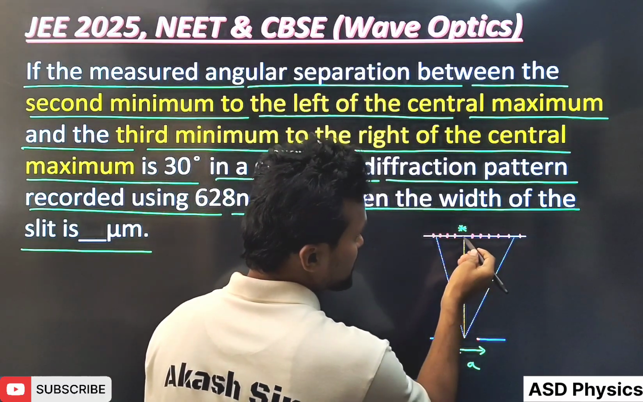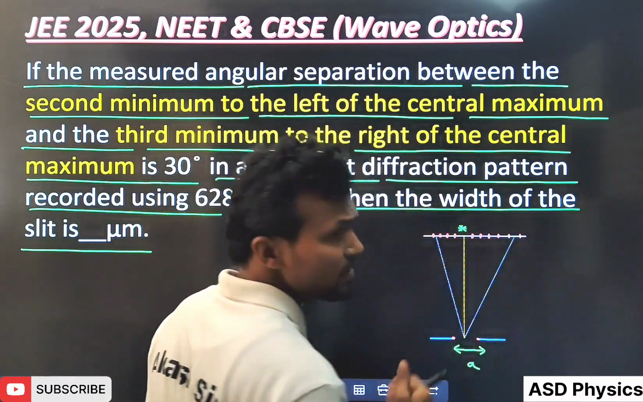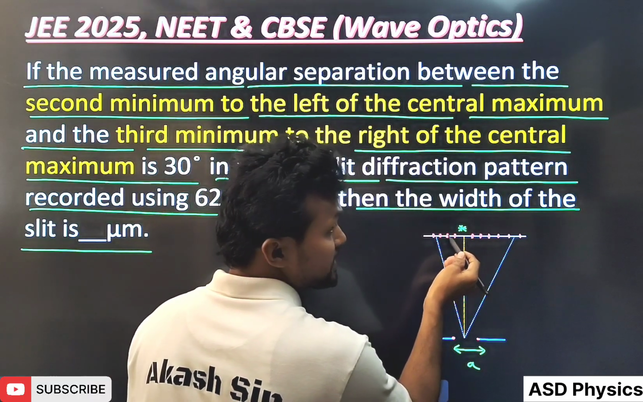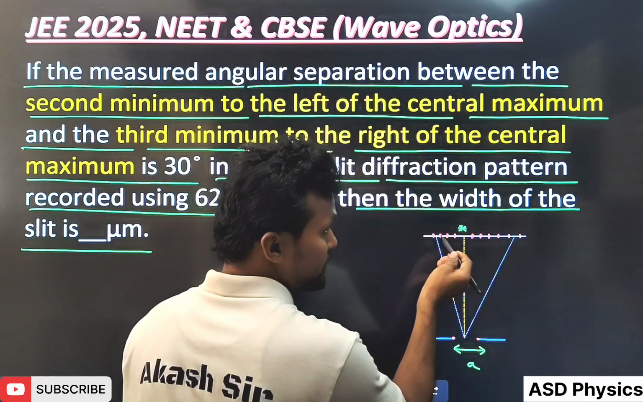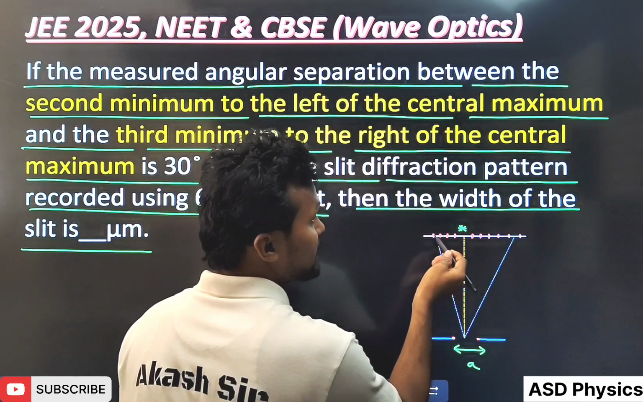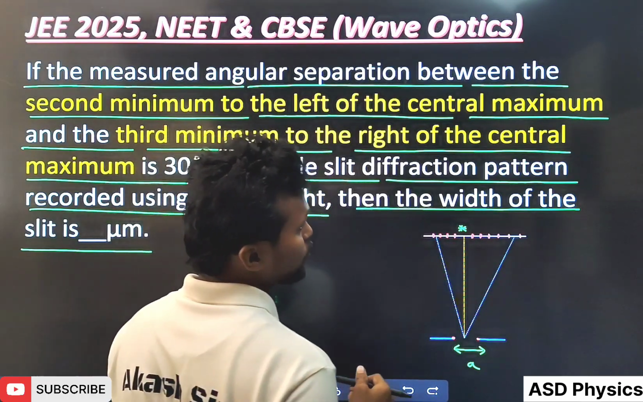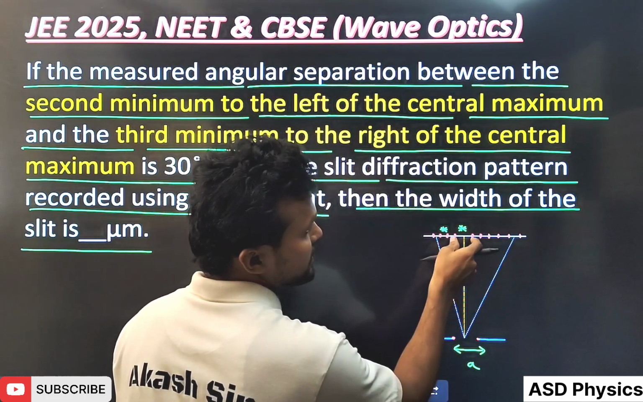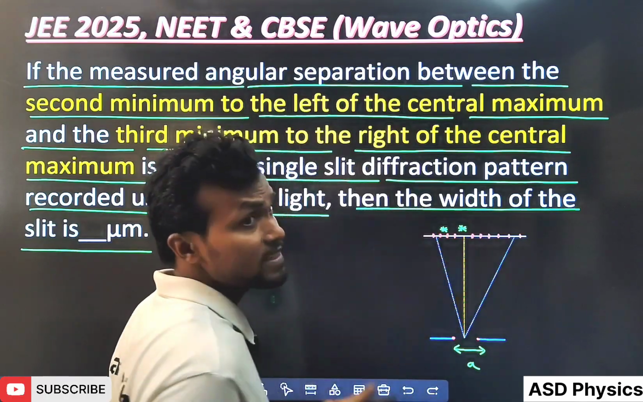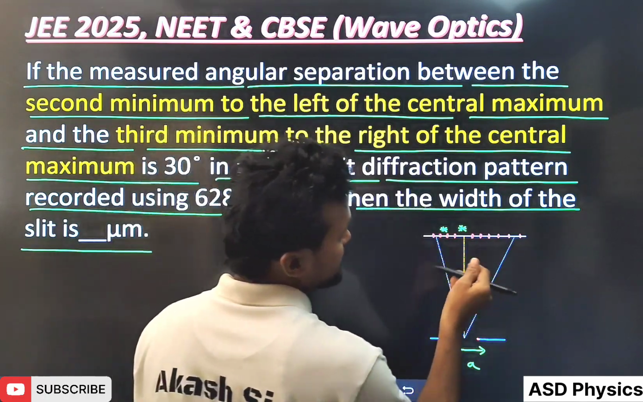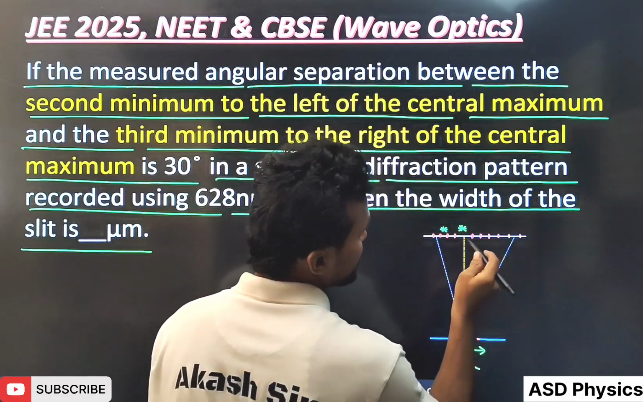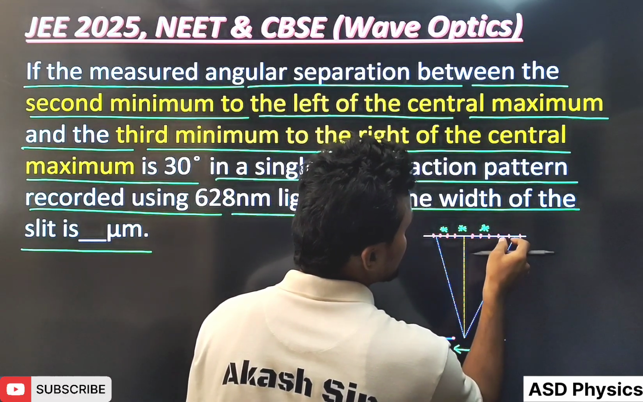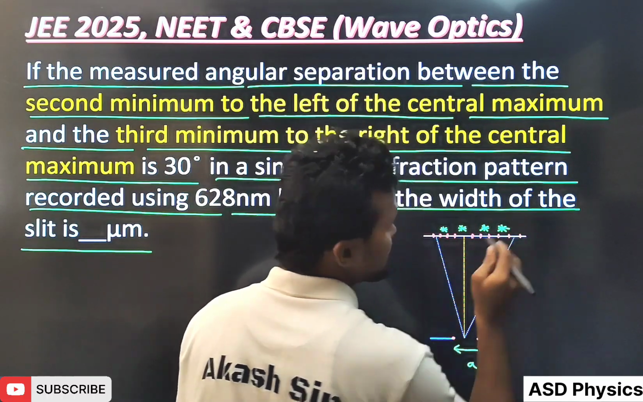This is the left side and that is the right side. After the central maxima comes the first secondary minima, then the first secondary maxima, and then the second secondary minima. You can see this is the central maxima and this is the first secondary maxima. Similarly on this side, this is the central maxima, this is the minima, this is the first secondary maxima, and this is the second secondary maxima.